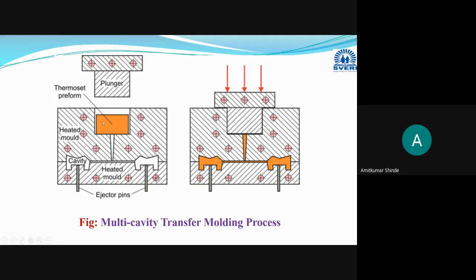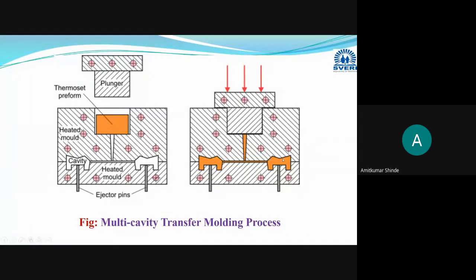Here the charge or raw material is taken and heated with the help of the heating system or heaters, within the temperature range of 150 to 175 degrees Celsius. When it becomes soft, pressure will be applied with the help of the plunger. Now this softened thermosetting material will pass through the sprue, or you can use a runner and gate arrangement also. Here multi-cavity can be used; two cavities we have used.